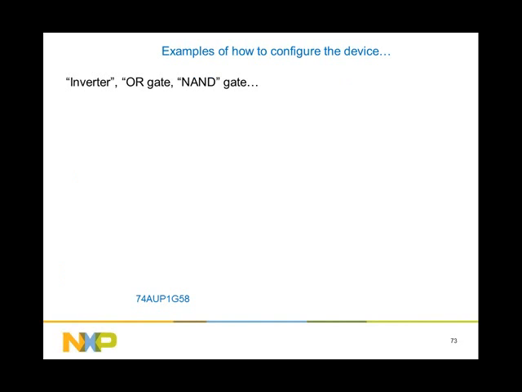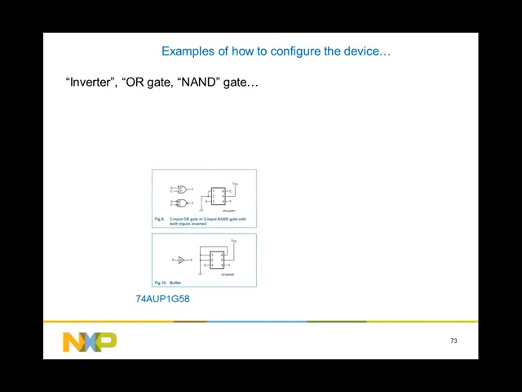But first of all, to show you how you configure one of these devices, let's just take the 74AUP1G58. Here in this figure 10, by connecting pins 1, 2, and 6 to ground, using pin 3 as the input and pin 4 as the output, you have a buffer. On the other hand, if you change the hard wiring on the PCB and you just connect pins 1 and 2 to ground and connect pin 5 to VCC, then using pins 3 and 6 as the input and pin 4 as the output, you now have an OR gate.